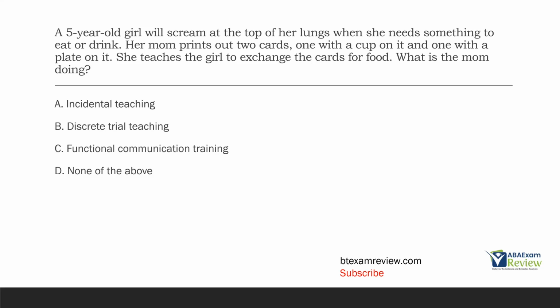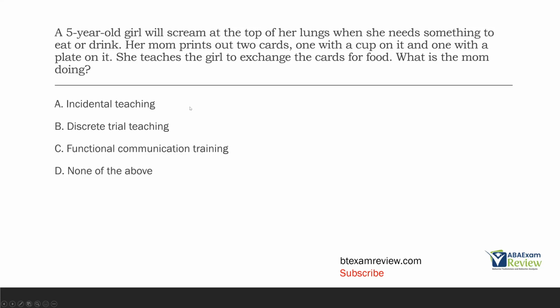All right. You might recognize this immediately as a picture exchange communication system, or PECS. If you don't, that's okay. You'll be able to figure it out regardless. What we know is the 5-year-old girl screams at the top of her lungs to get food or drink, which is not socially valid, right? So her mom prints out picture cards and is teaching her to exchange, a much more appropriate and valid way to communicate. So what is the mom doing?